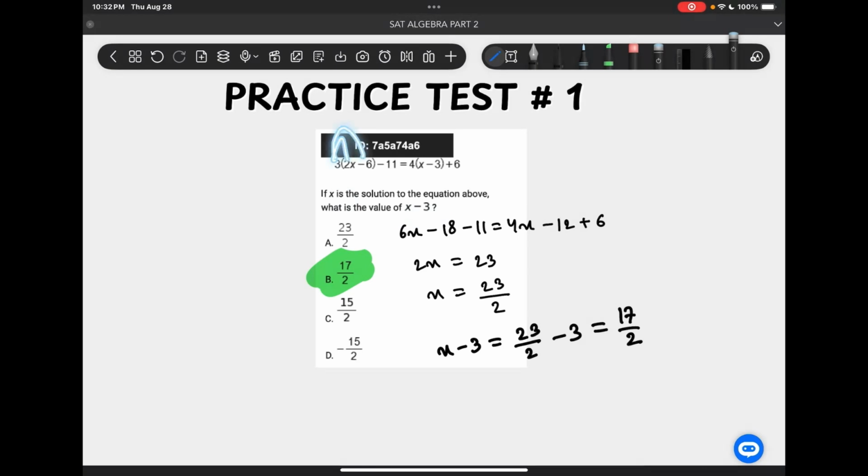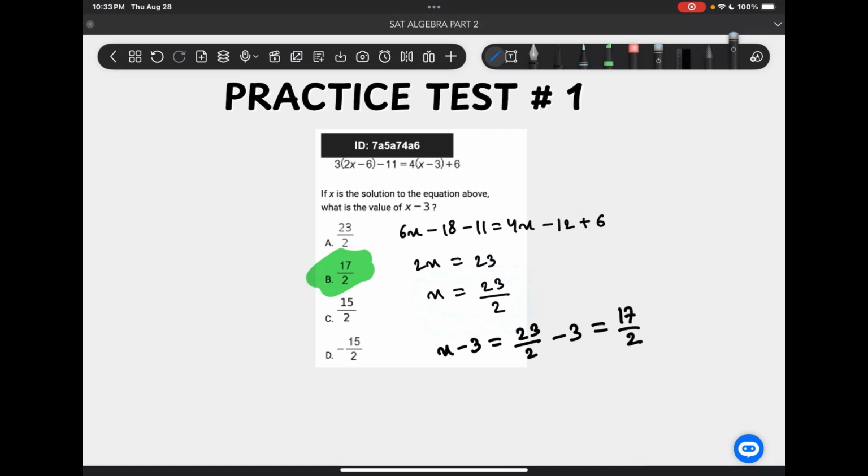So in order to find the value of x, we're going to multiply 3 with 2x and then 3 with 6, which is going to give us 6x minus 18. And then we have minus 11 here, equal to 4 into x and 4 into minus 3, which is going to give us 4x minus 12 and then plus 6. From this line, we can take all the variables with x to the left hand side and all the constants to the right hand side, and we're going to get 2x equals 23. Now from here, we can find the value of x, which is 23 by 2.